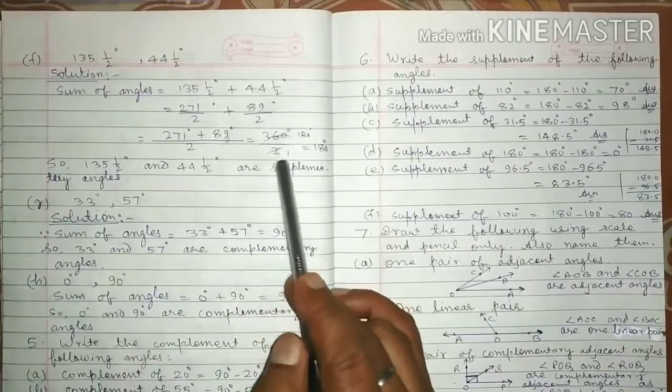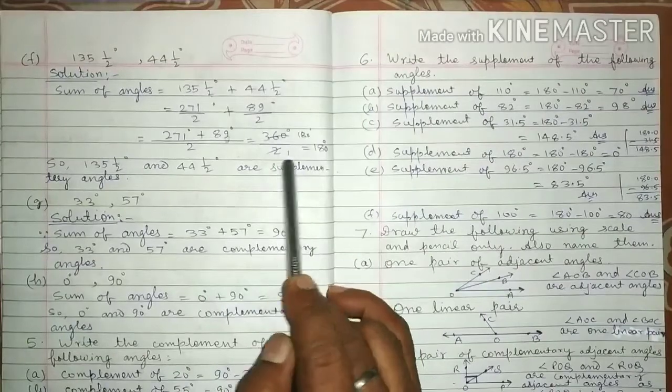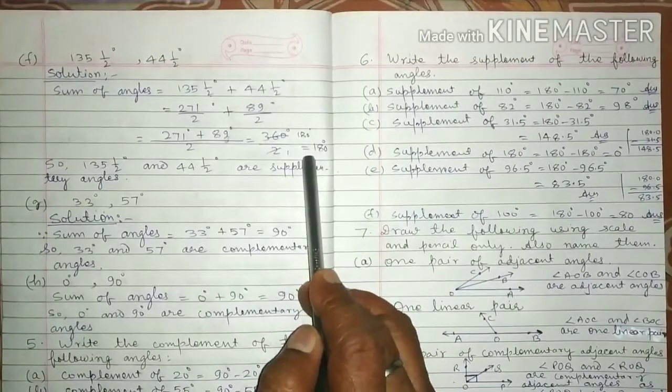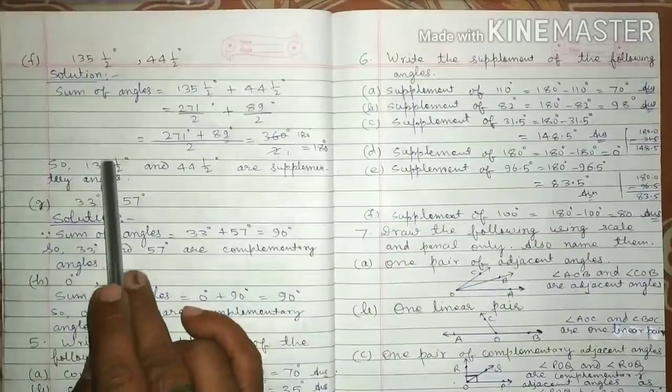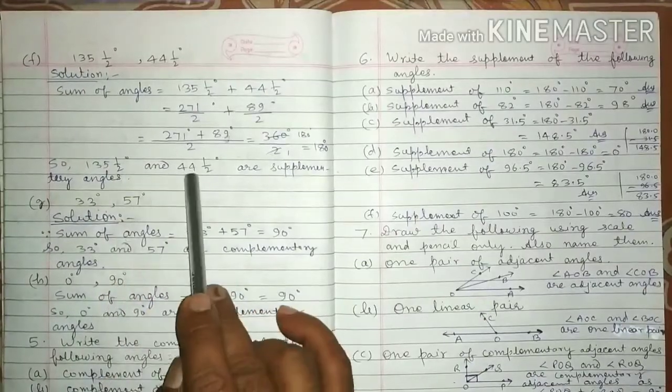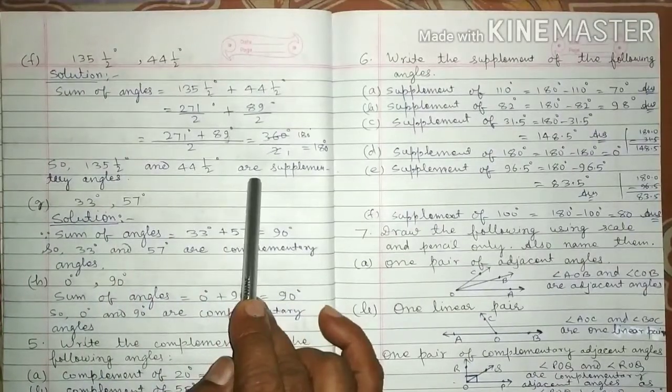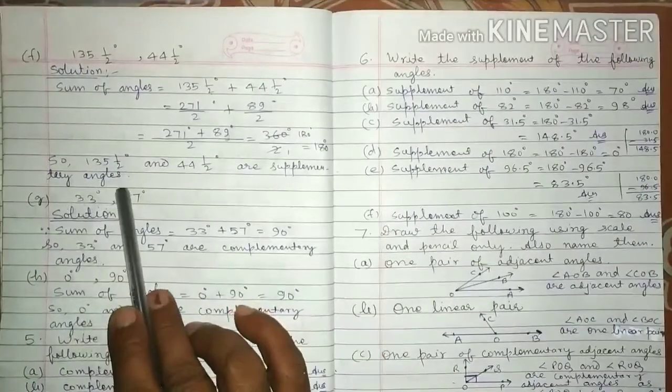This equals 360 degrees by 2. This equals 180 degrees. So 135 whole 1 by 2 degrees and 44 whole 1 by 2 degrees are supplementary angles.